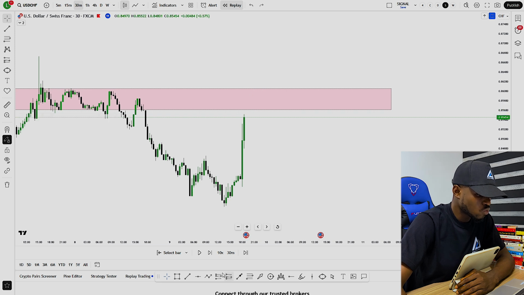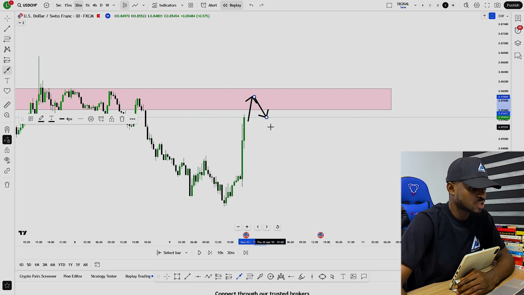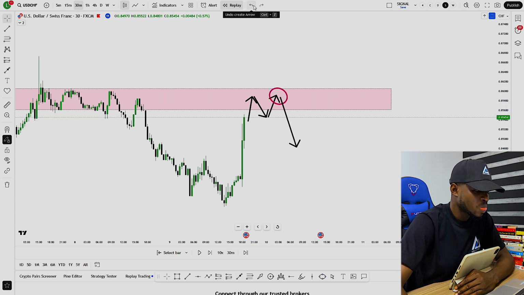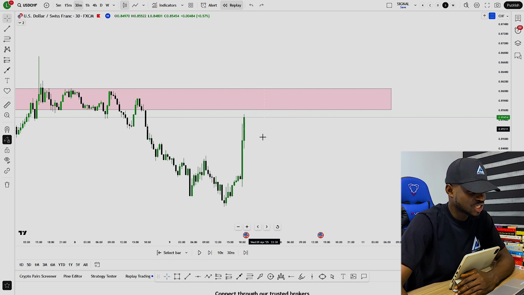No. You have to wait for price action to buy to this zone here, then wait for sellers to push the price action to the downside, then wait for buyers to buy to this key level zone again. Then we are going to execute at the second leg of this price action to the downside. And that is the approach you want to use to execute this reversal trading strategy.